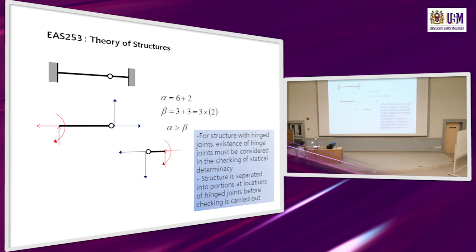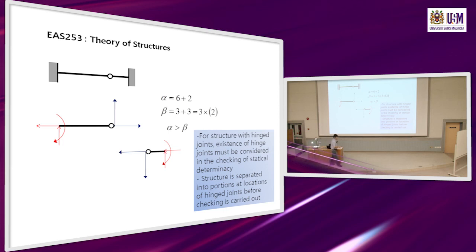And one way of doing this is you separate the structure. Whenever there is a hinge, you separate the structure at the hinge, in this case into two parts, before you carry out the checking. So you consider these 1, 2, 3, 4, 5, 6, 7, 8 unknown forces. Now, how many equilibrium equations? Because you have two parts, 3 and 3, 6.